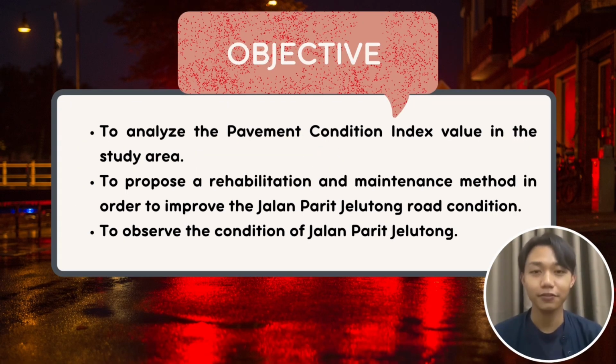For the objective, there are 3 objectives in this project. The first objective is to analyze the pavement condition index value in the study area. Second, to propose the rehabilitation and maintenance method in order to improve the Jalan Parit Jelutong condition. And third, to observe the condition of Jalan Parit Jelutong.